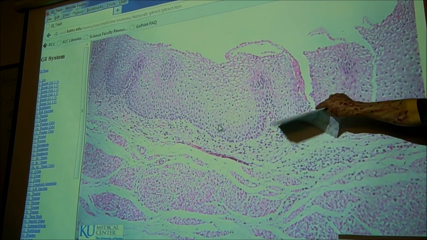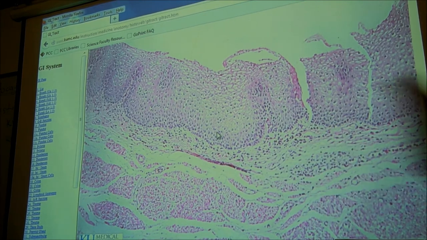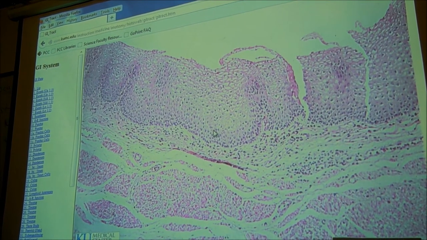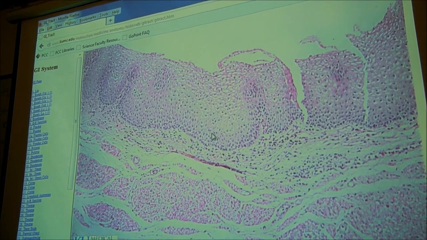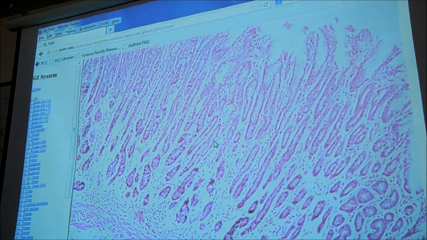That's mucosa, because this is submucosa here. So it's the same slide. I know which one to put on your test now. You can't figure out esophagus, it'll kill you. All right, now we're going to try this one. This is not an esophagus.